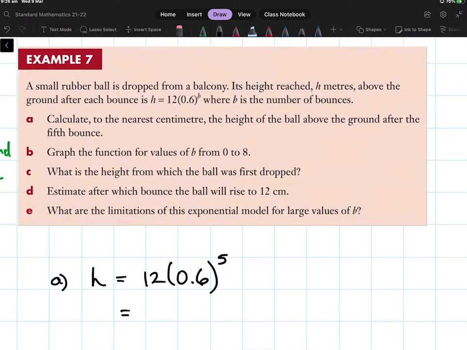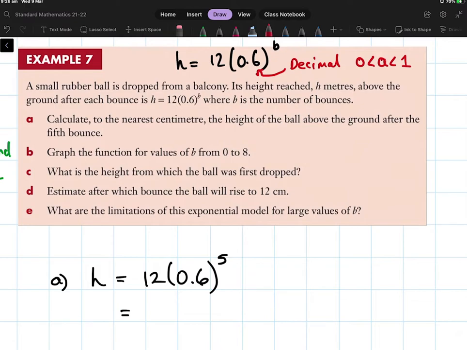If I was just to rewrite this, h equals 12 times 0.6 to the power of b, here we've got a decimal, which means that the value of a is bigger than 0, but it's less than 1. Because it's in between 0 and 1, that decimal is going to be a declining, a decaying model, and our power is positive there as well. So because we've got that decimal with a positive power, it's declining.